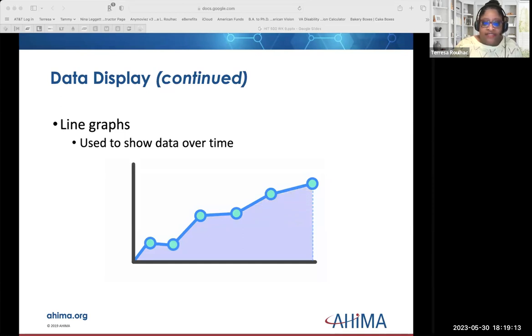Your line graph. When we talk about different examples, days, weeks, months, or even years, your x-axis is going to show the period of time, whereas your y-axis is going to show the variables, okay? Now, the cool thing about the line graph is that it allows for several variables to be plotted.